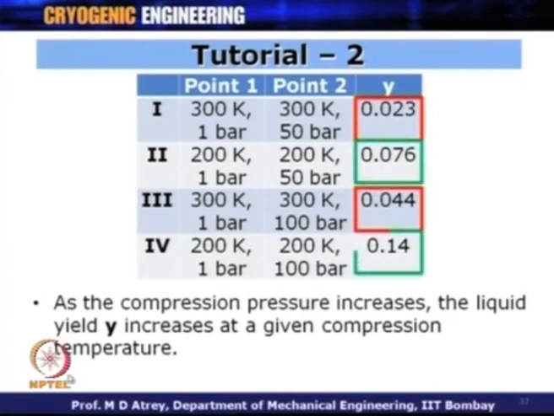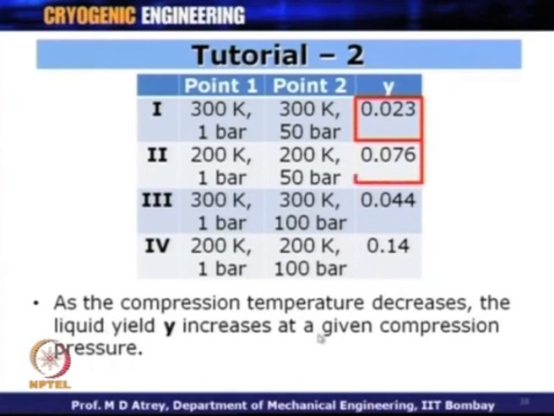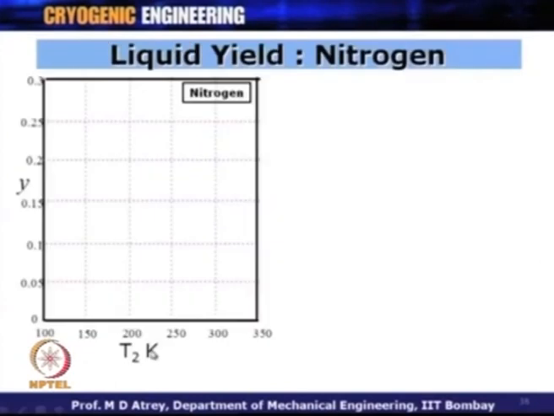So, understand from here that as the compression pressure increases, the liquid yield increases at a given compression temperature, and as the compression temperature decreases, the liquid yield y increases at a given compression pressure. This is what we learned from this.